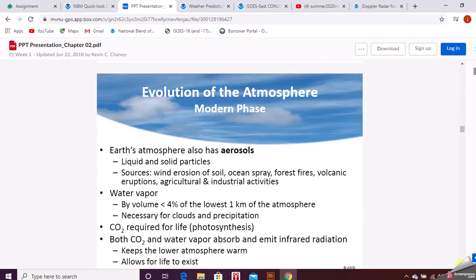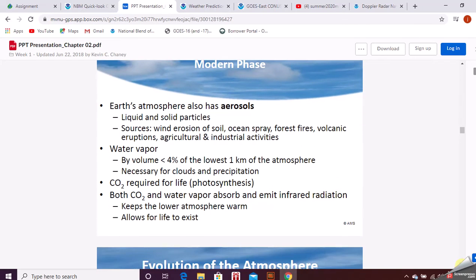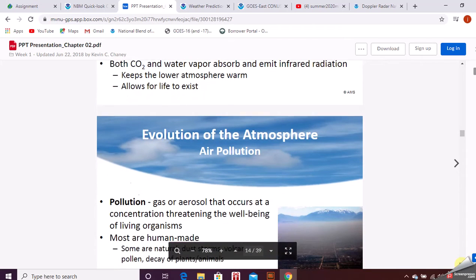There are aerosols in the atmosphere. You ever seen dust getting blown from a field? Maybe even factories and stuff putting particulates up into the atmosphere. They impact how the weather is going to be at your house. We're going to talk about why as we go through this book.